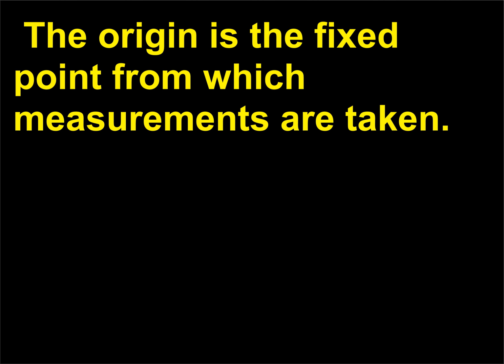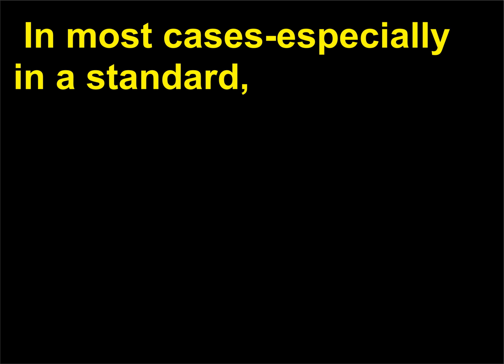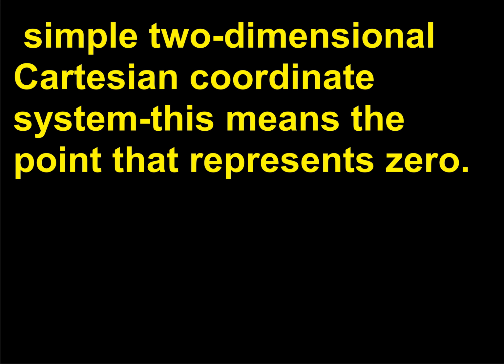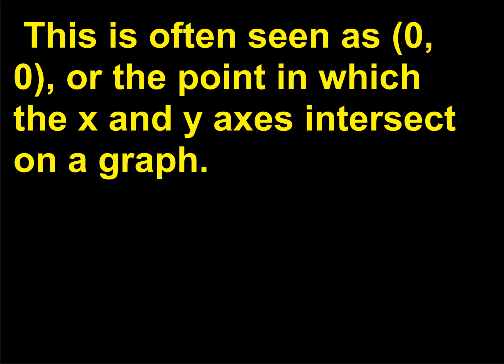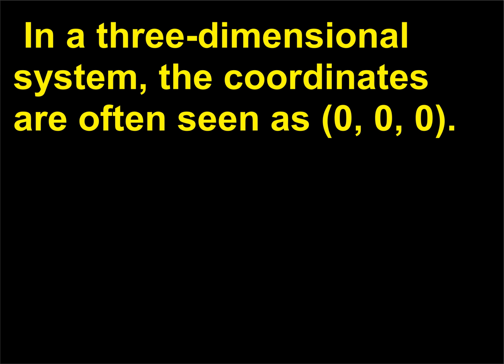The origin is the fixed point from which measurements are taken. In most cases, especially in a standard simple two-dimensional Cartesian coordinate system, this means the point that represents 0. This is often seen as 0, 0, or the point in which the x and y axes intersect on a graph. In a three-dimensional system, the coordinates are often seen as 0, 0, 0.